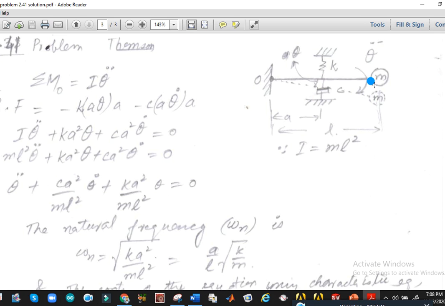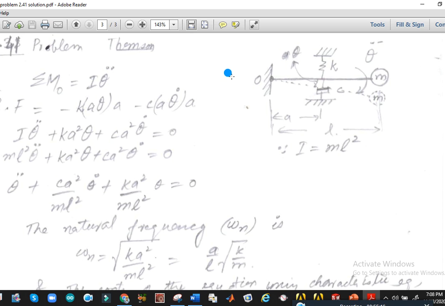Sum of all moments about the pivot point is equal to the product of moment of inertia and angular acceleration. Because this is an angular displacement case, we will be using the sum of all moments. Why are we using summation M? We are using the sum of all moments because we want to find the expression for the equation of motion of the system.